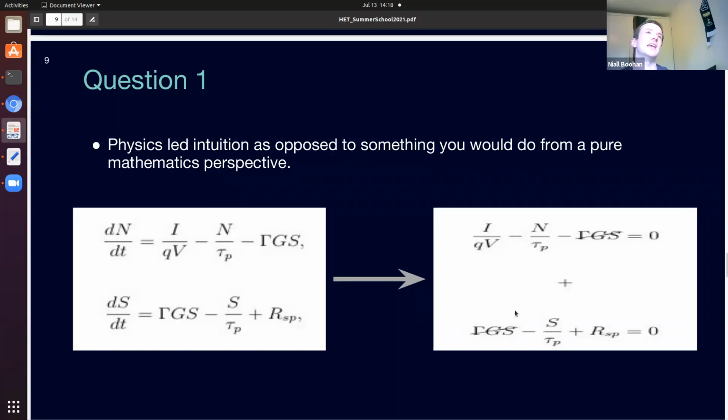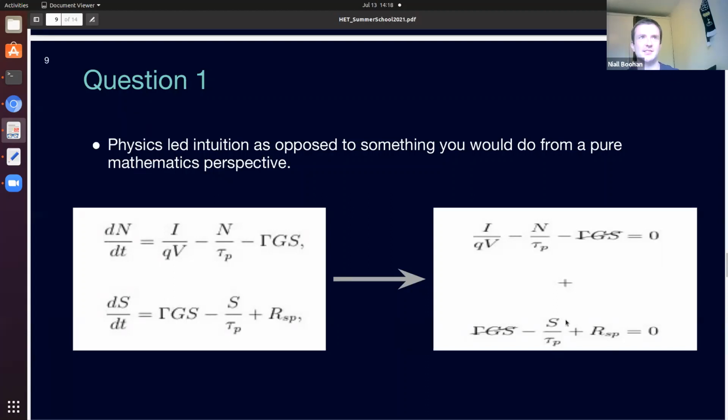Yeah, we were trying to derive the steady state from the two rate equations. So obviously, the first thing you do in a rate equation in the steady state is that you've no change. So you set both the dn/dt and dS/dt equal to zero, and you get these two equations.